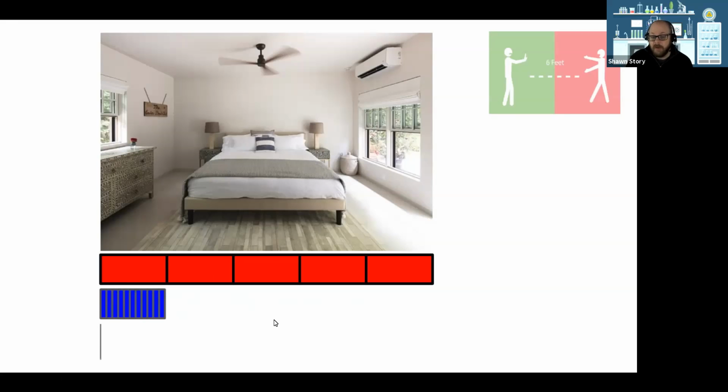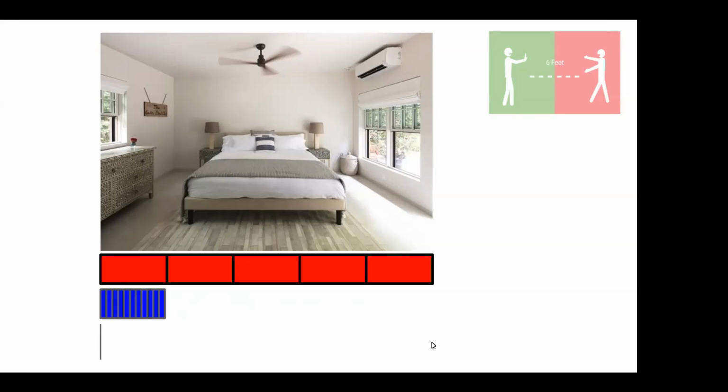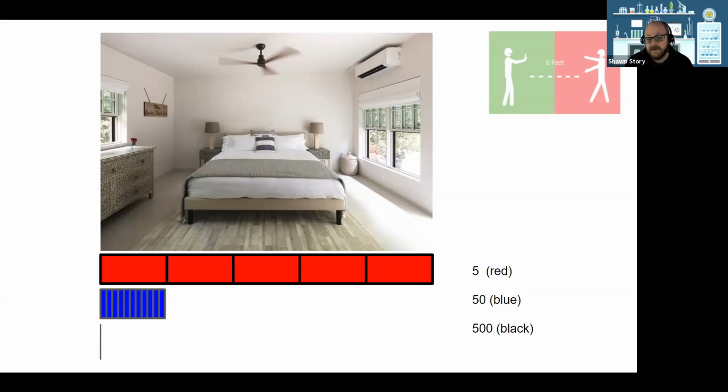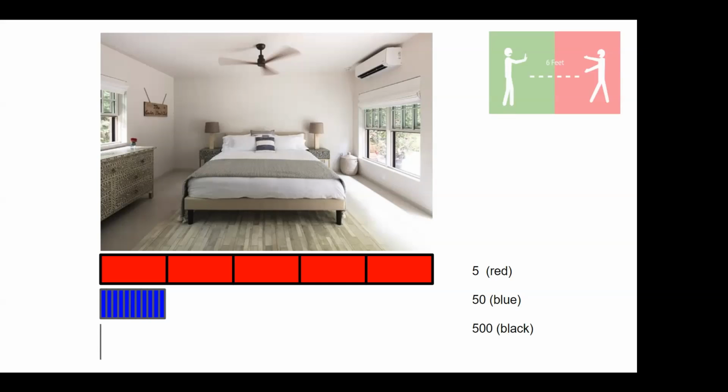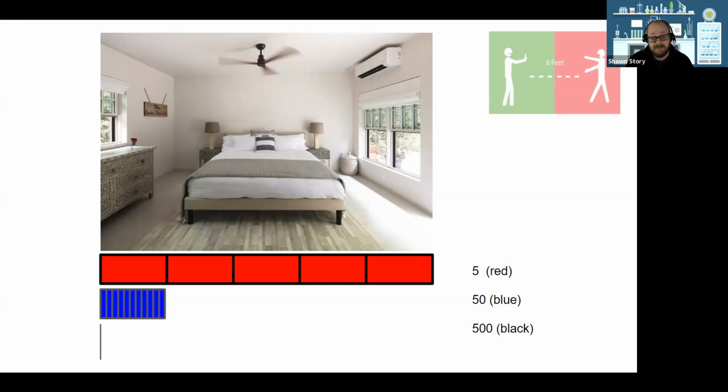Now I have an even smaller one. If I want to measure really, really small things, I have this black one. And there are 10 of these black boxes that fit into each of those blue boxes. So we have 10, 10, 10, 10. How many of these black boxes would fit across the room? 500. Pretty easy, right? 5, 50, 500. Simple. This is how the metric system works. The metric system is in units of 10. So there's meters, millimeters, centimeters, and everything is in groups of 10.